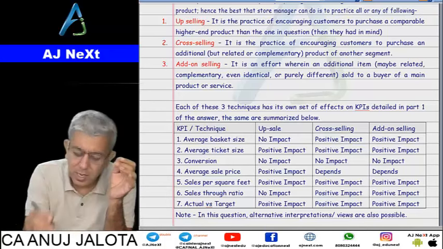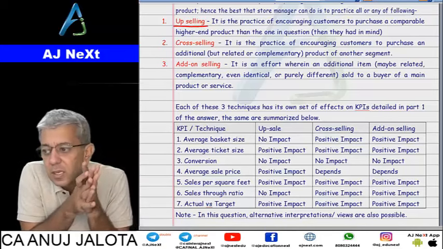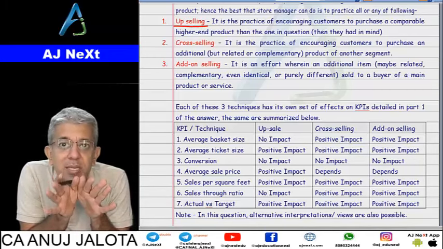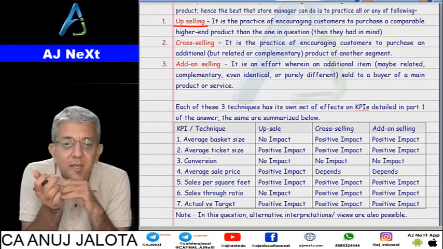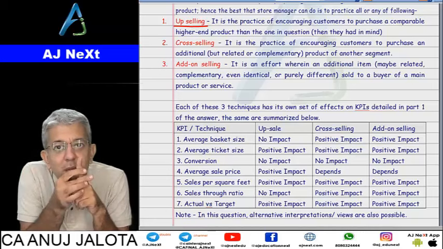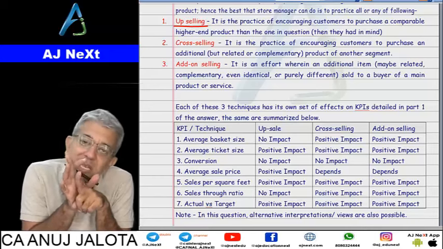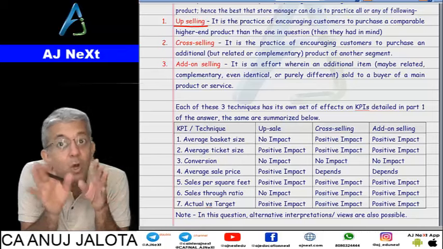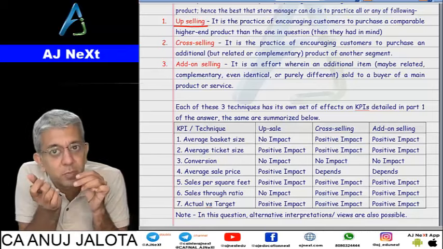In simple words, upselling: a customer went to buy, say, an Oppo phone. The salesman convinced him to buy an iPhone, that is upselling. The customer had to be buying one unit. We sold him one unit only, but he had to buy a phone of 20,000. The salesman sold him the phone only, but of say 80,000. That is upselling. You sell a premium product instead of a budget product.